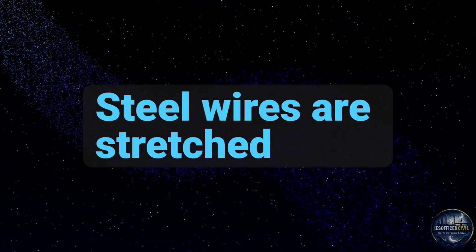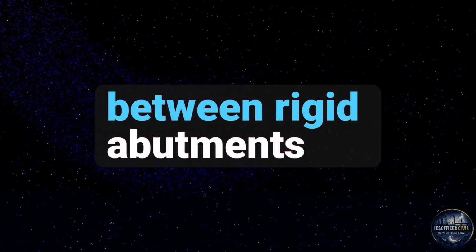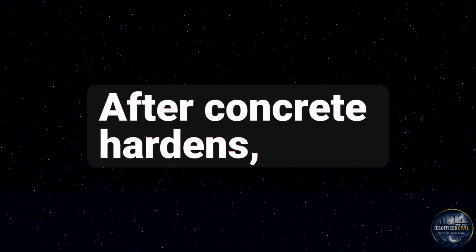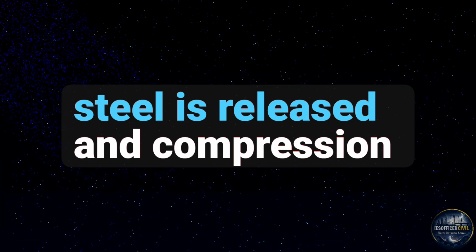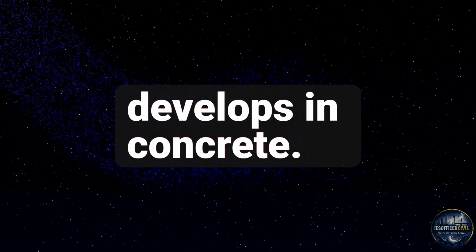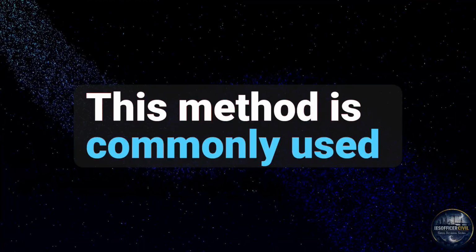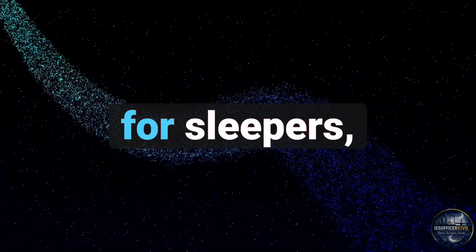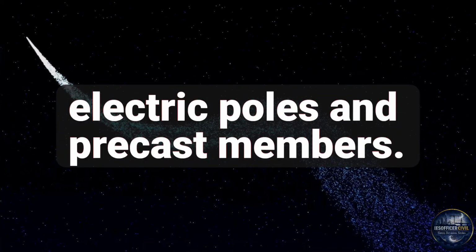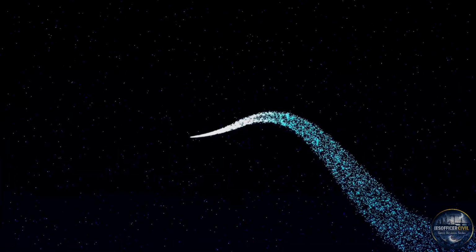Steel wires are stretched between rigid abutments before casting concrete. After concrete hardens, steel is released and compression develops in concrete. This method is commonly used for sleepers, electric poles, and precast members.